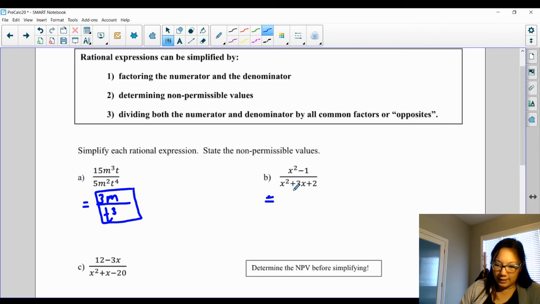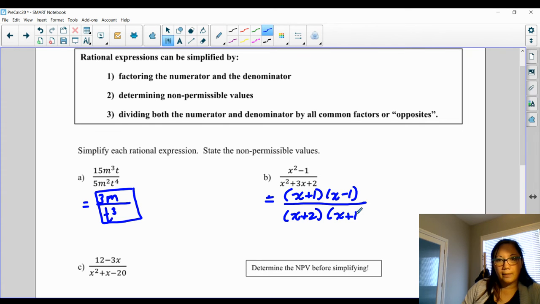So what I'm going to do here is factor. I'm going to factor the top and the bottom to see if I have any common factors that can cancel or any opposites that can cancel. So my top is actually a difference of squares. It looks like there's only 2 terms there, but it is a perfect square minus a perfect square. So I have x plus 1, x minus 1 as the factoring of the numerator. In the bottom, I'm going to have x plus 2, x plus 1.